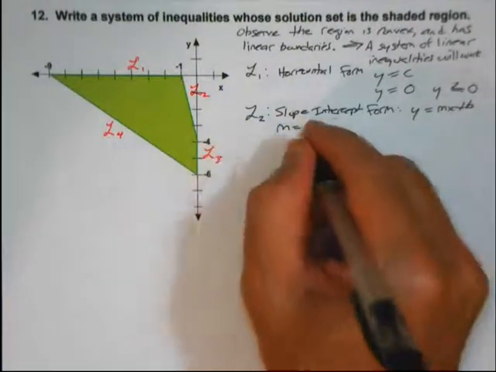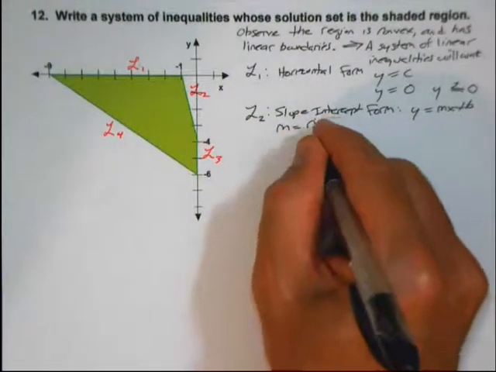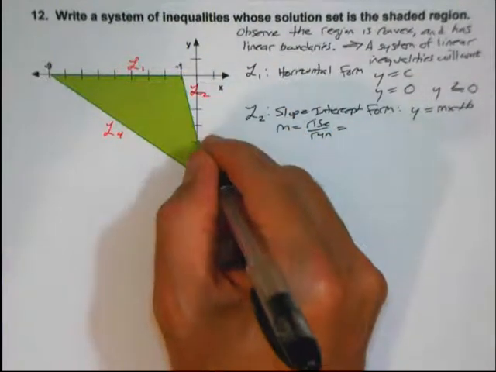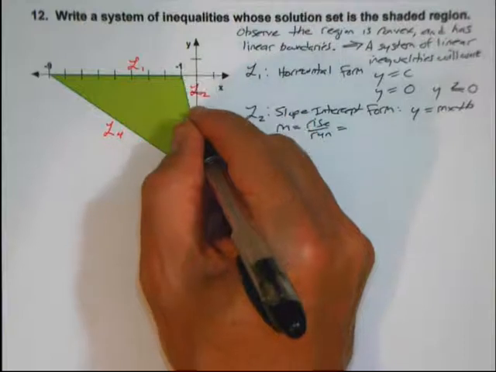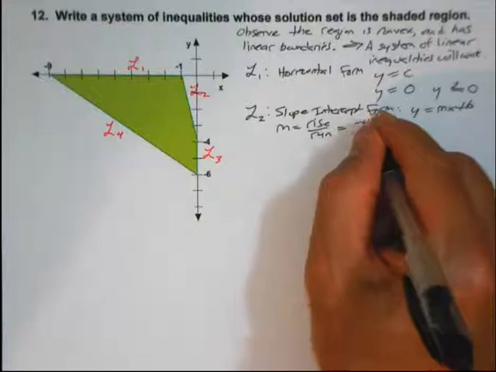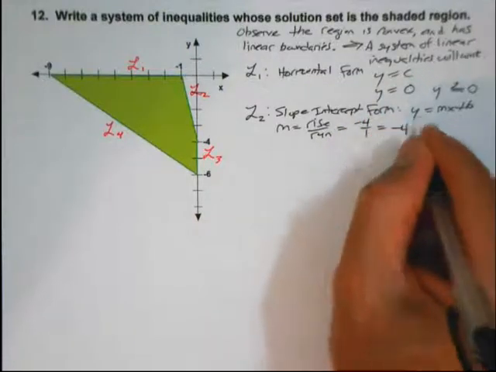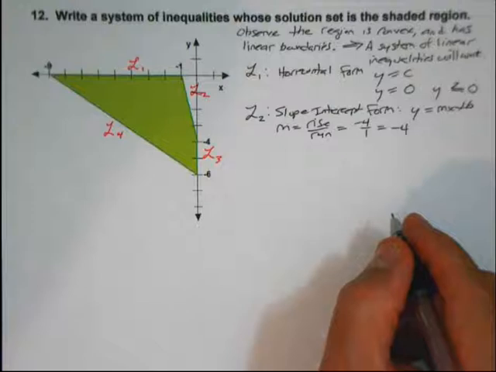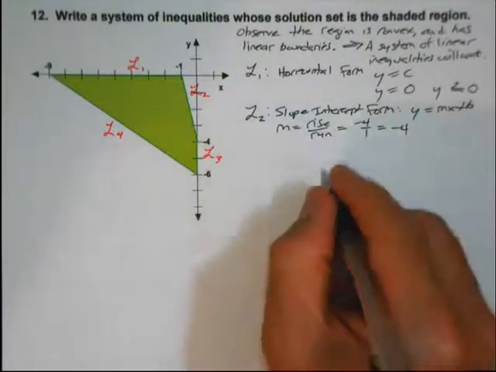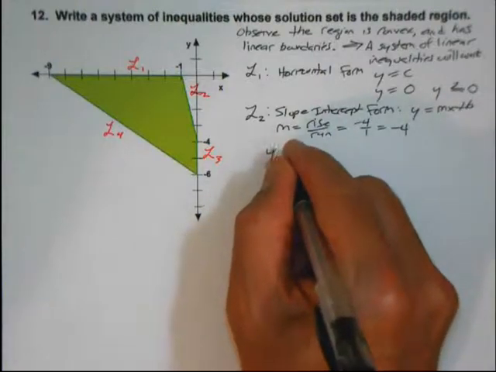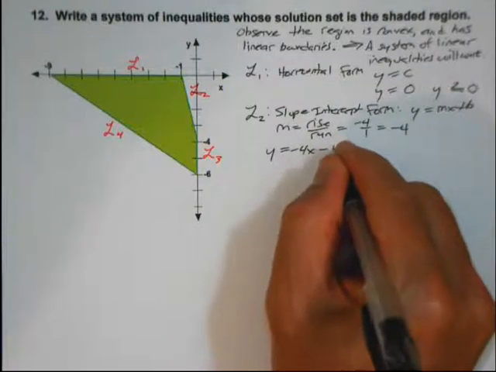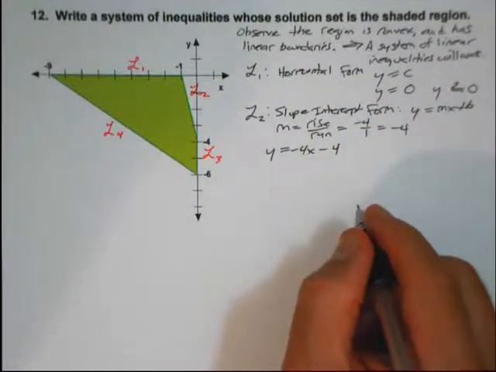m is equal to the rise over run, think of it that way. Now as you go from here to here, the rise is down 1, 2, 3, 4. The run is over 1. We're looking at a negative 4 over 1, or a negative 4 for a slope there. Okay, now the y-intercept is here. It's negative 4. So this gives us y equals negative 4x minus 4. Okay, now that's the boundary line.